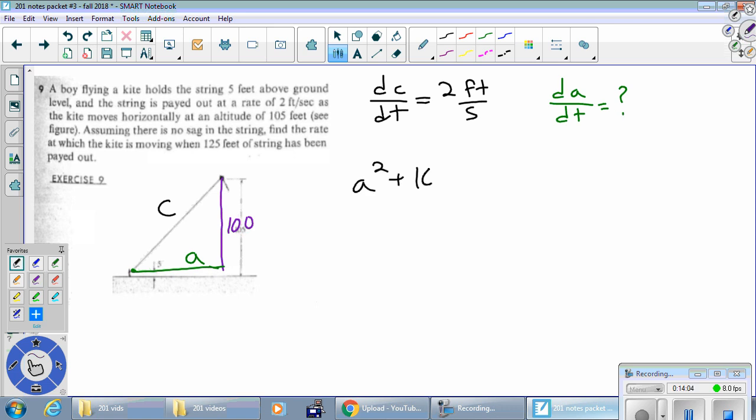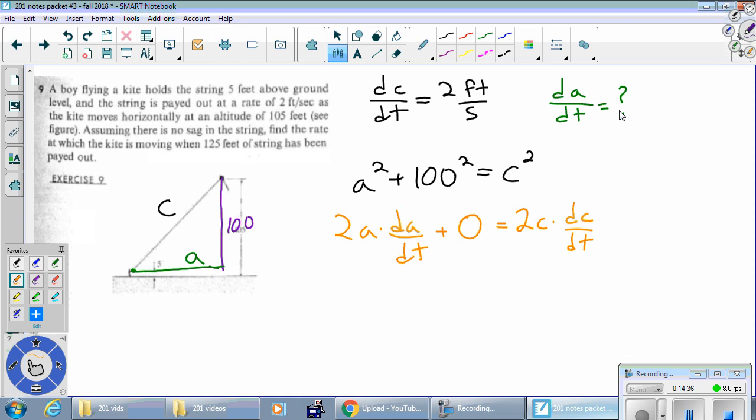A squared plus 100 squared equals C squared. We'll take a derivative of both sides of this equation. T is the variable we're taking a derivative with respect to. A squared becomes 2a, but then times dA/dt, chain rule, plus 100 squared. The derivative of 100 squared is not 2 times 100. 100 squared is just a number. Its derivative is 0. Derivative of c squared is 2c dc/dt.